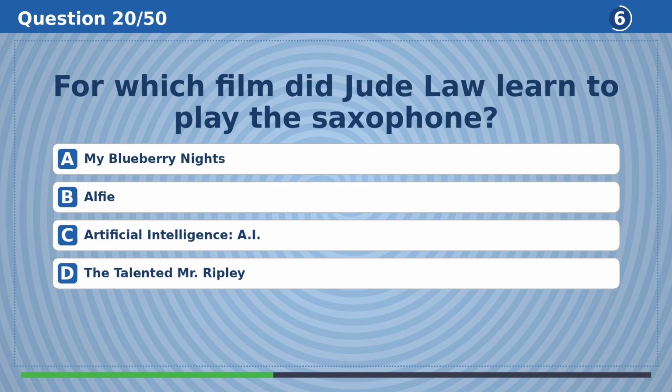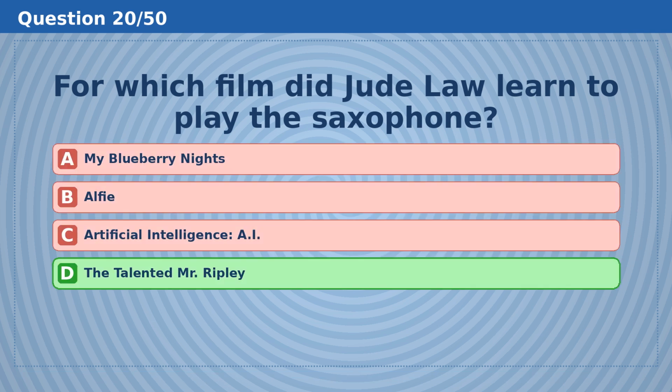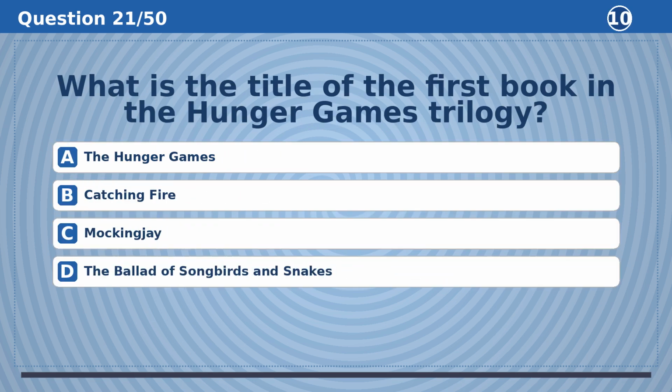For which film did Jude Law learn to play the saxophone? The answer is D, The Talented Mr. Ripley.